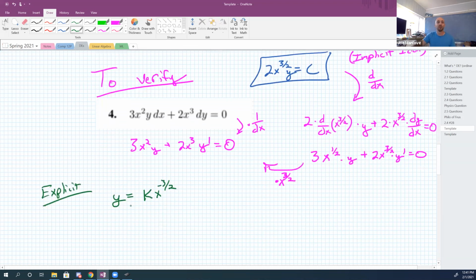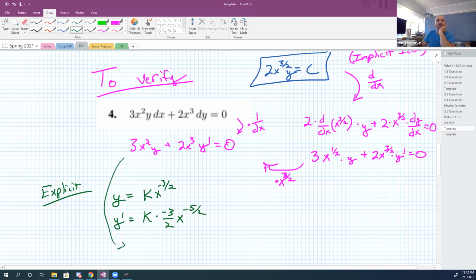Okay, so how do I check whether this thing explicitly solves this differential equation? What do I do? Take the derivative of it and then plug both in. Good. So I'm going to get k times minus 3 halves x to the, let's see, one lower power from minus 3 halves is how many halves? 5 halves. Minus 5 halves. Good. Okay, and then I should just take these and plug them in here, right?